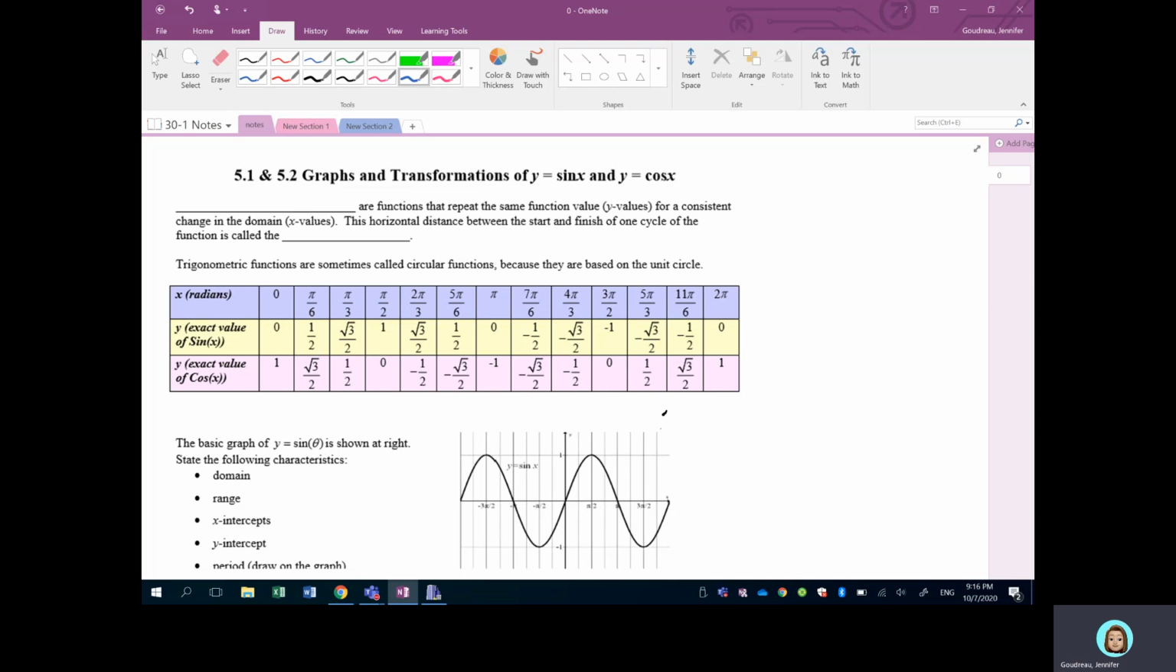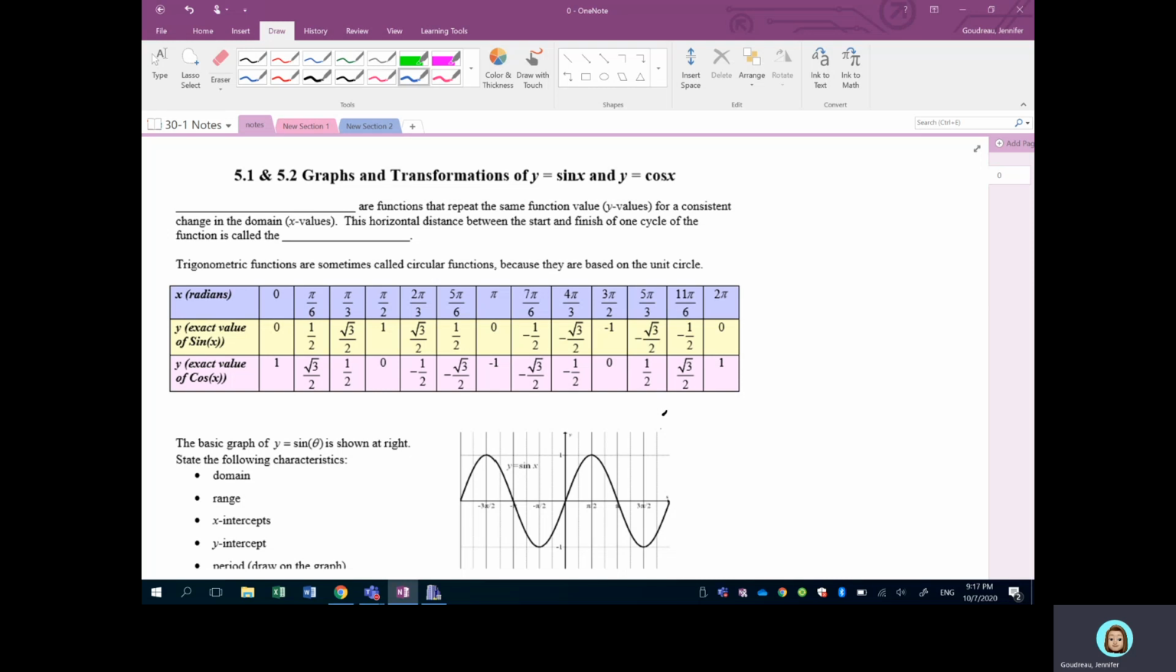Let's start with 5.1. In 5.1 and 5.2, we are going to look at two things: what the graphs of sine and cosine look like, and how we can transform them. Y equals sine x and y equals cosine x are very different functions than the other kinds of functions that we've looked at in the course.